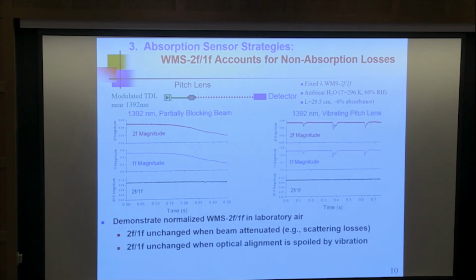And it also works, we showed that it worked when you do it by vibration. So we pound on the table or do something which is a transient blockage of the beam. So the 2F over 1F WMS is a good idea. And it also solves problems when you go to a real device where there's windows. Windows are a problem. What if the windows get dirty, they vibrate, something happens, particles present in the flow? This idea gets rid of that problem.